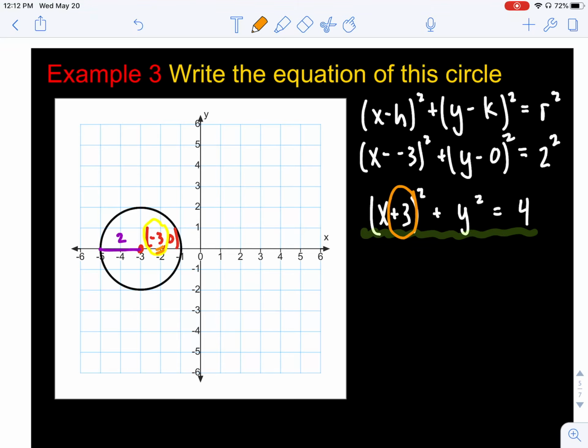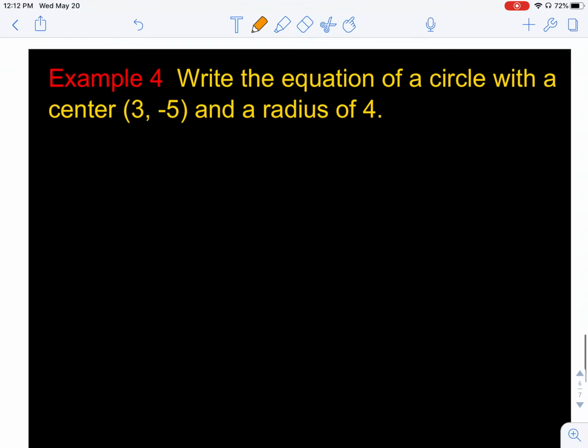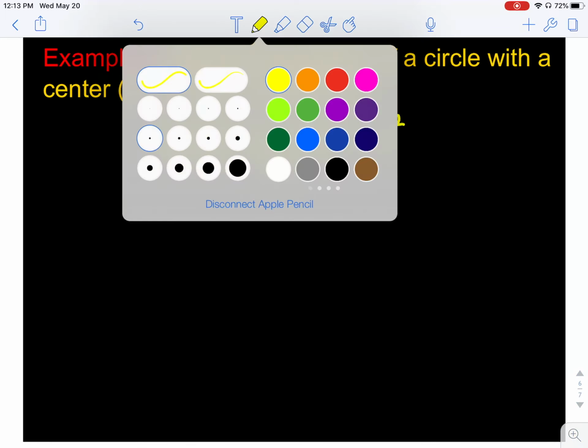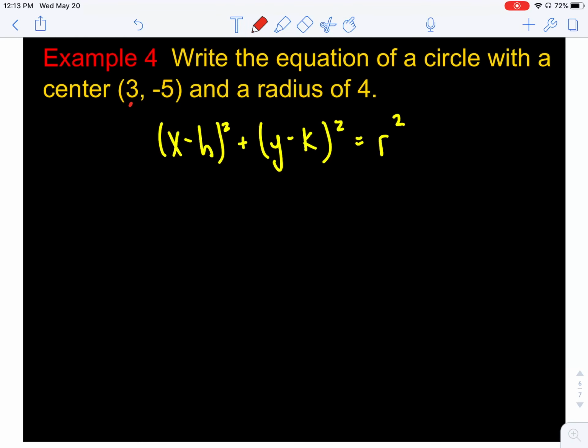So here's an example, with no picture. Write an equation of a circle with the center 3, -5. This will kind of drive home that point that I was talking about. (x - h)^2 + (y - k)^2 = r^2. If I have a 3 in the center for x, it will end up just being a -3 in the equation like that.